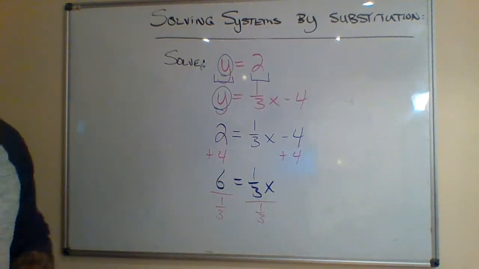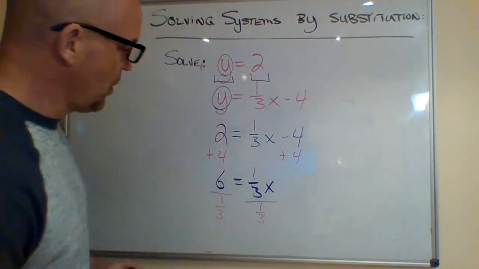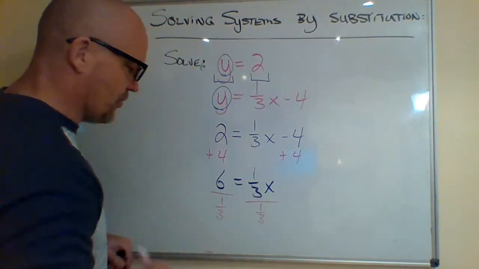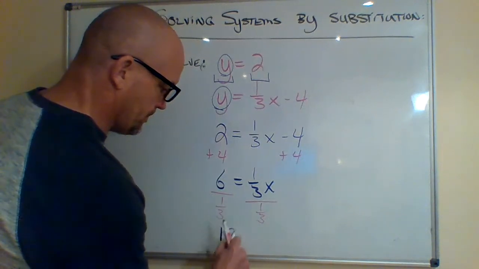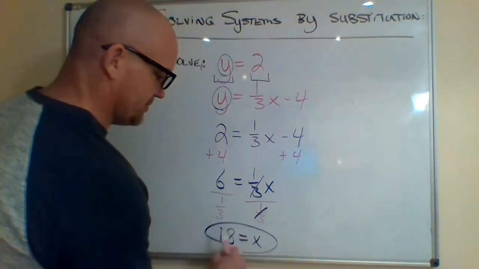6 divided by 1/3, if you want to pause the video and check your calculator or use Desmos. Or we can realize that that's the same thing as multiplying by 3/1. I'm going to get a value of 18. And over here, the 1/3s cancel out. I have x equals 18.